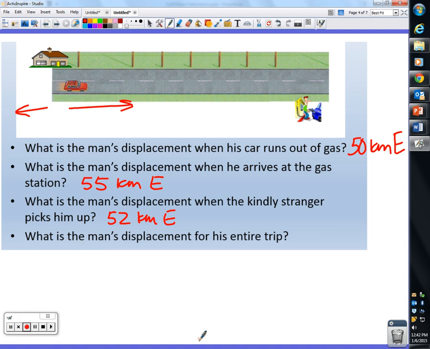Okay, so for this one, he did have to go back west, but displacement is the difference between where you started and where you finished. Even though he went back a little bit west, he still traveled farther east than he did west, so he's still east of his house. Does that make sense? His house being his starting point, right? And then the last question, right? What is the man's displacement for his entire trip?